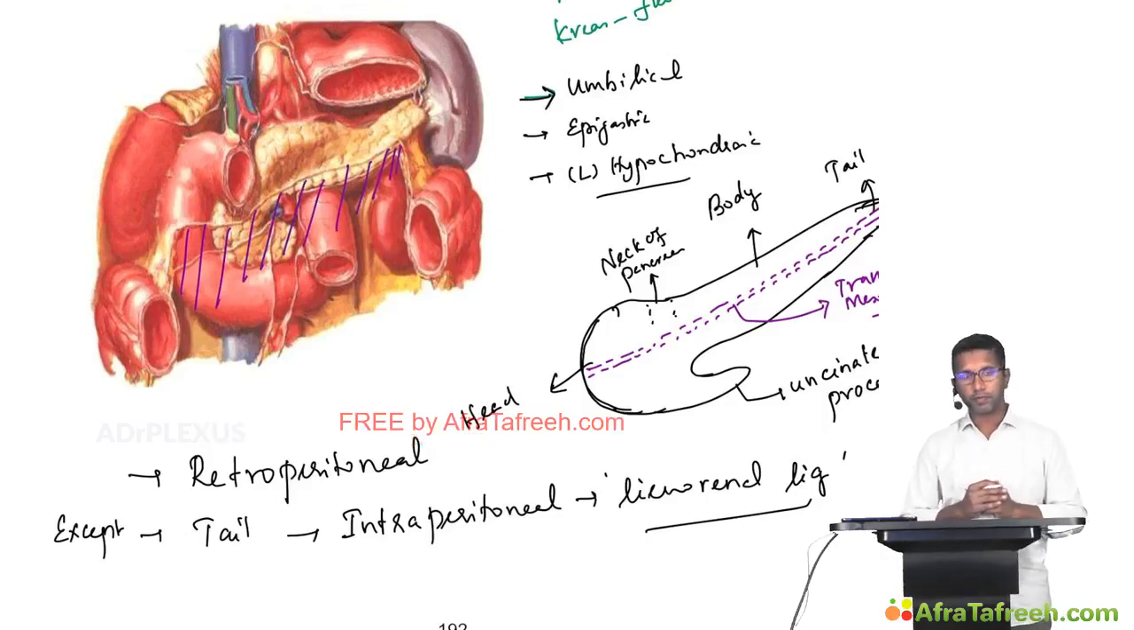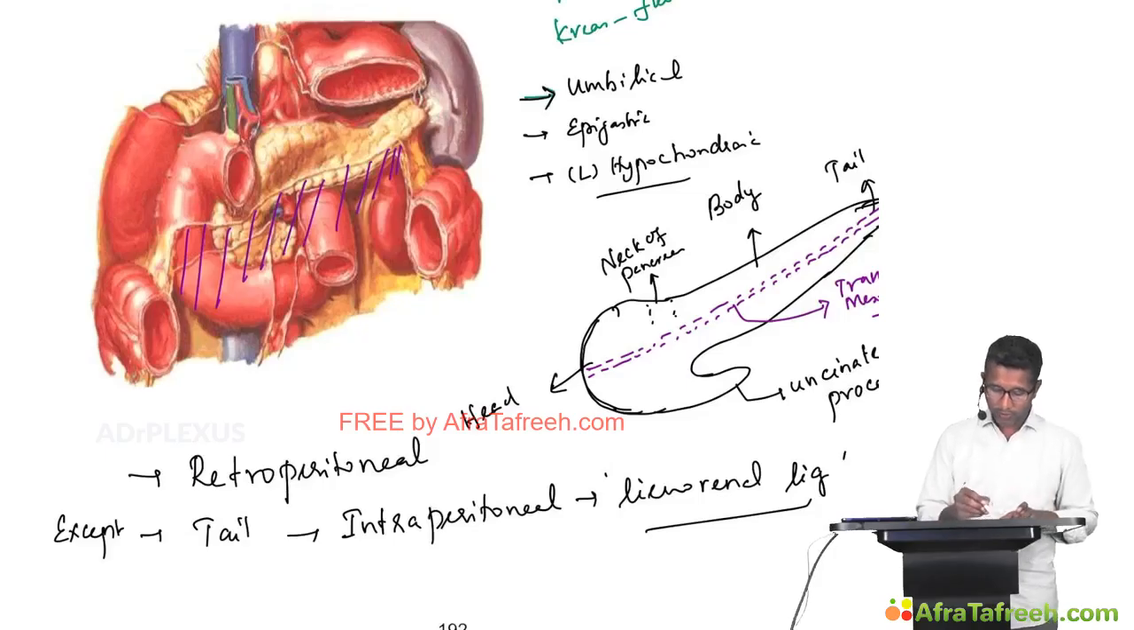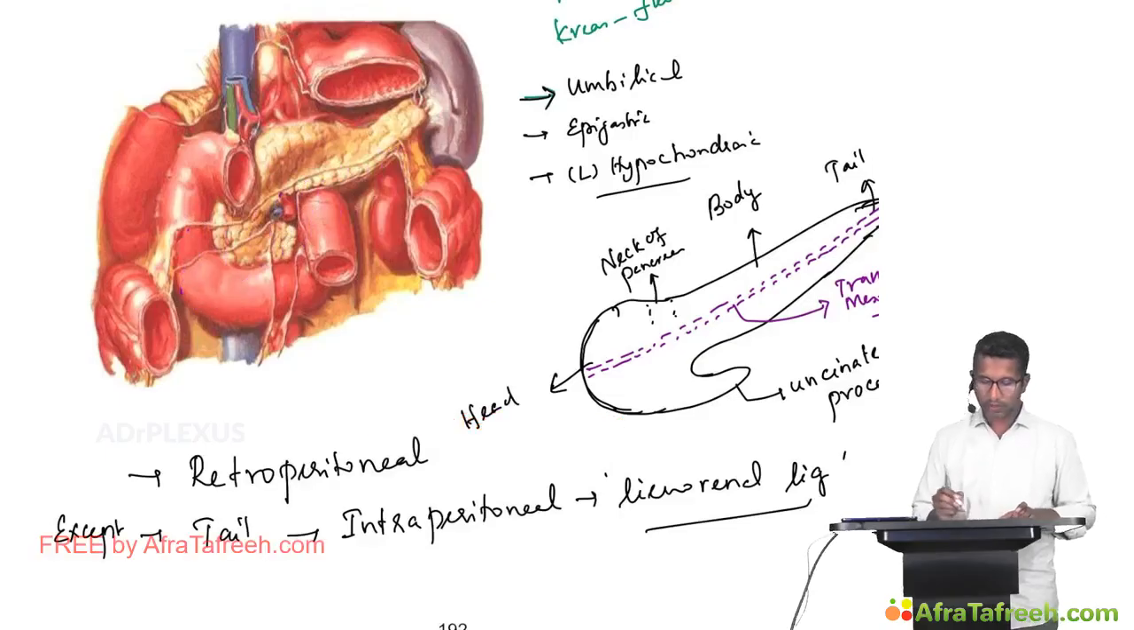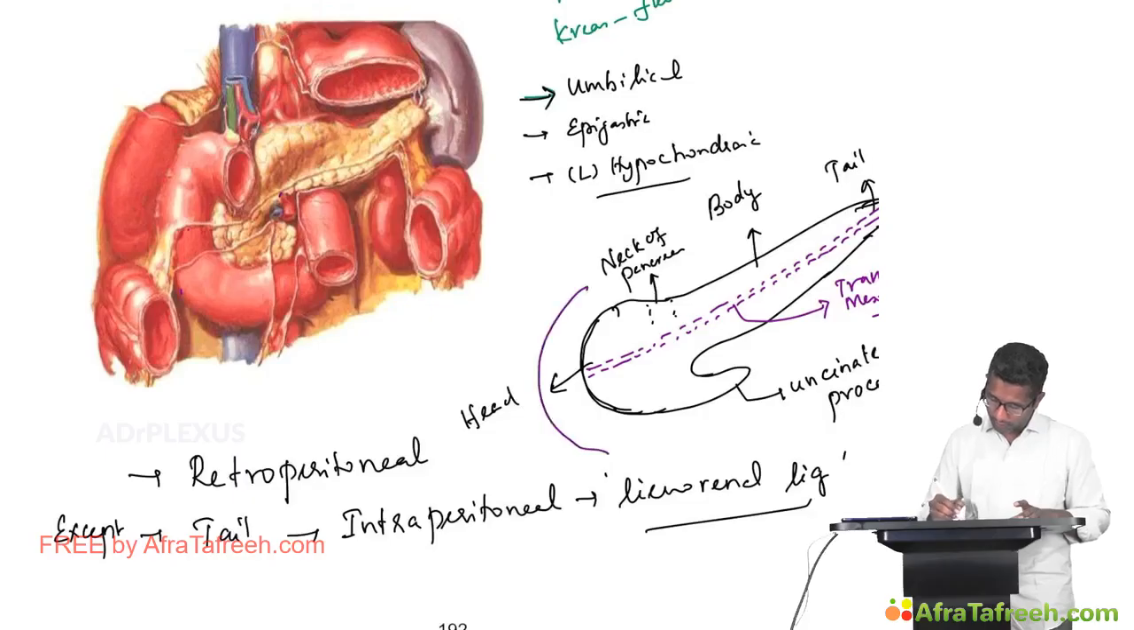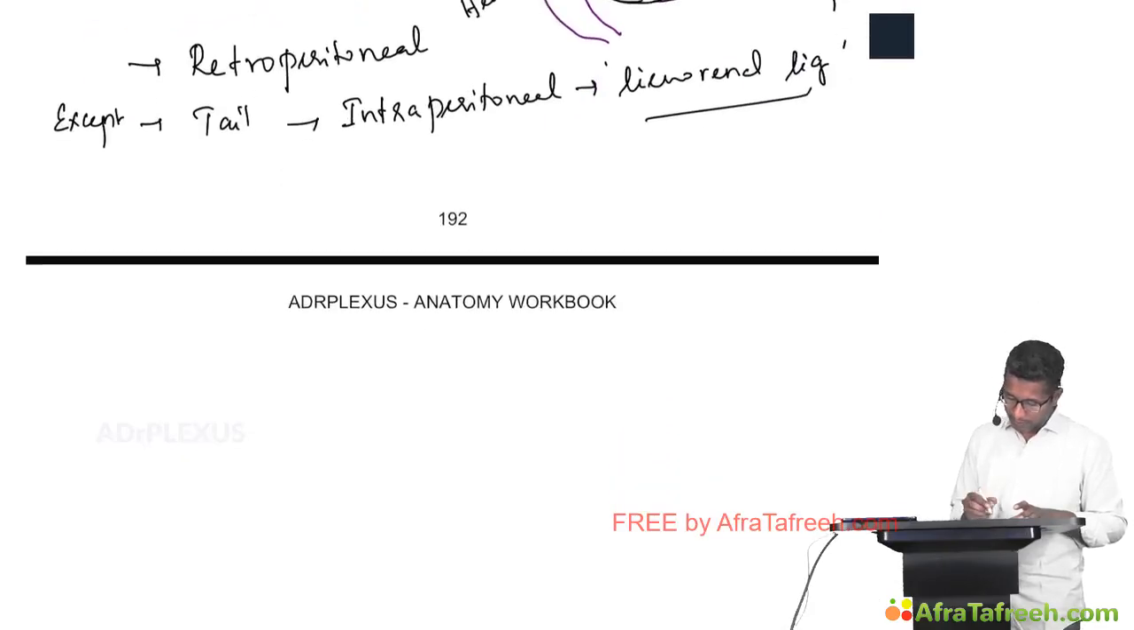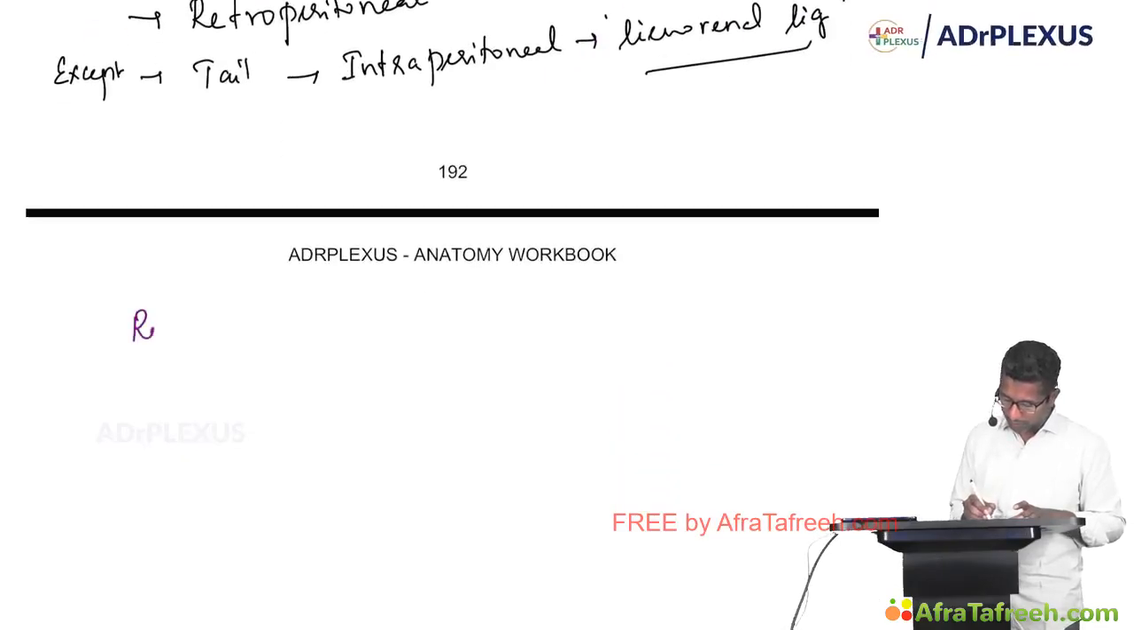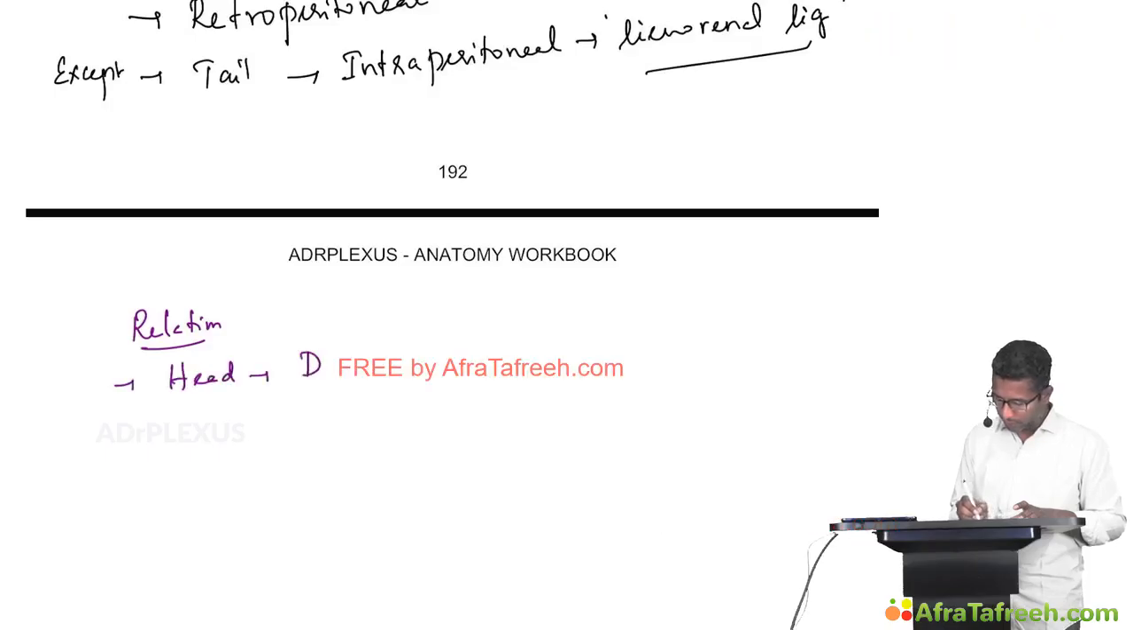They have removed the transverse mesocolon to show you the pancreas completely. Okay, I think it is clear. So if you remove the transverse mesocolon, you can see the pancreas, and the head of the pancreas is related to the duodenum. You can see the duodenum here. The head is related to the duodenum.